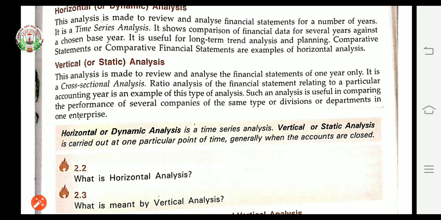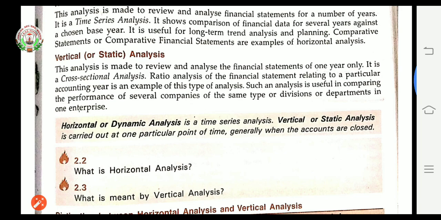And this type of analysis will be helpful in comparing the performance of several companies of the same type, or divisions or departments of one enterprise. Means one enterprise can easily compare its financial statement with another company, or you can say the division comparison is also there. On the basis of division or department, one enterprise can be compared with that division or department of another enterprise.